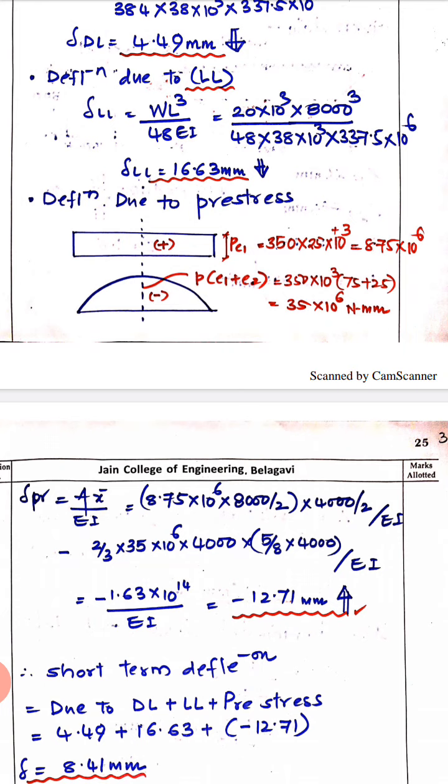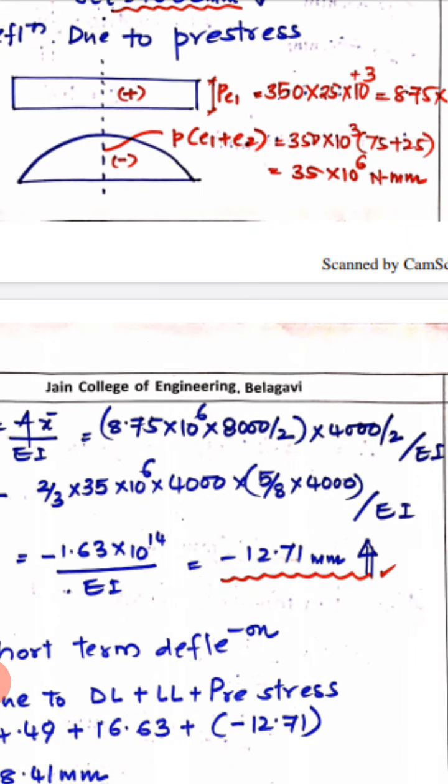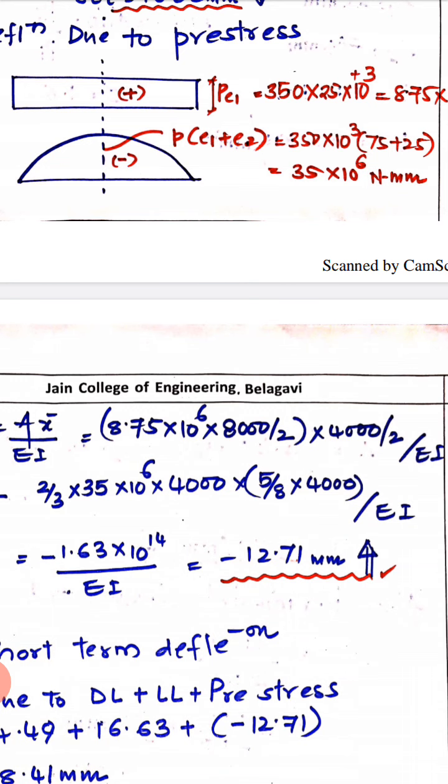Okay, I have given the supporting documents also, you have to open that and you can take the print of that and solve the problem. So if you check, we have got the answer as minus 12.71, and arrow is upward, means the deflection because of prestress is upward, and minus indicates it is an upward deflection. Negative indicates upward, positive indicates downward, so arrow is also upward.